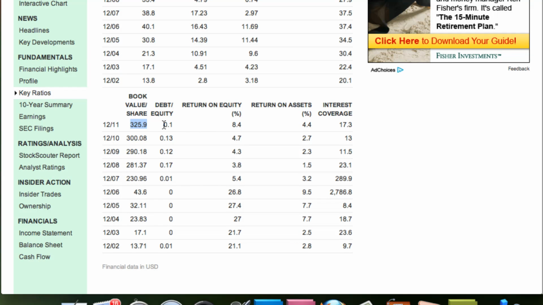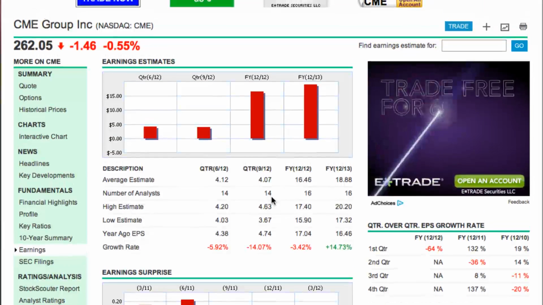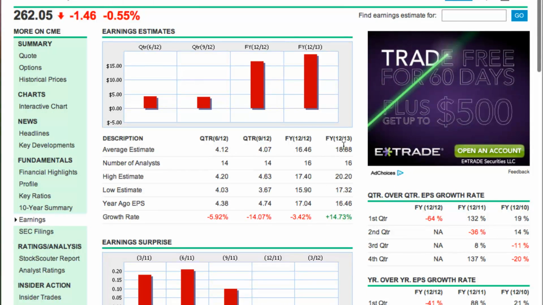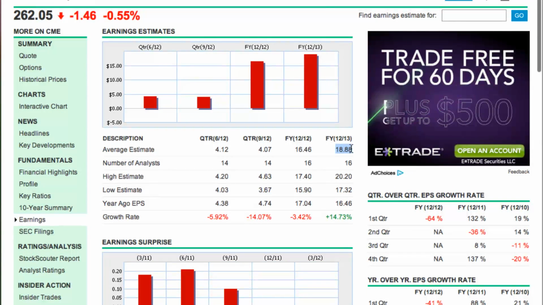So right off the bat, a person that would see a company that's grown its book value at that rate would be very enticed by a company like this, especially at its trading price. It's got positive earnings and all those things. So let's go in here and look at the earnings growth that we could see. For 2013, the earnings are covered by 16 different analysts, and the average between those analysts is saying that for 2013 it's going to be $18.88.